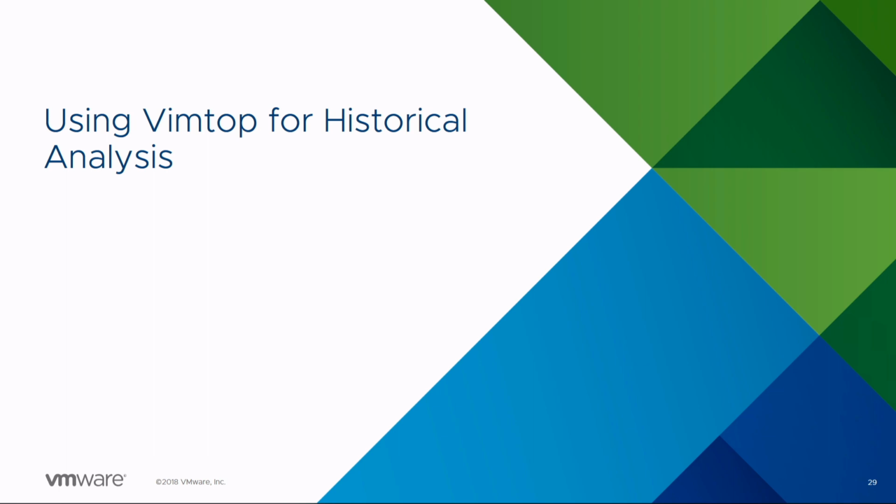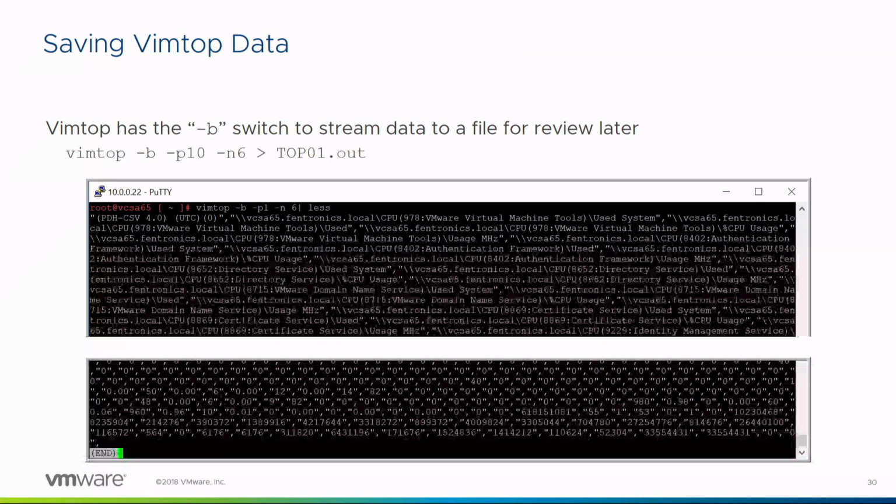All right, so we took a look at it in real time using Vimtop. Now we want to take a look at it in historical context. Like I say, you've got to become familiar with it. Looking at these numbers for a few seconds might not give you the information you need. You won't be able to figure out trending things, but you can capture that data and look at it over a longer period of time. The way you do that is with the -b option.